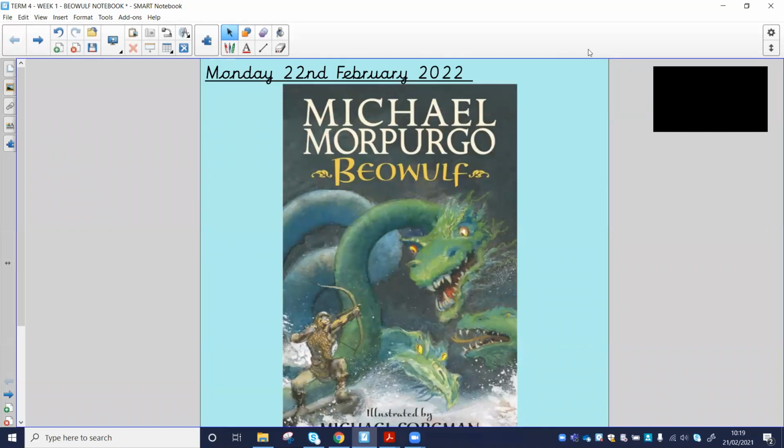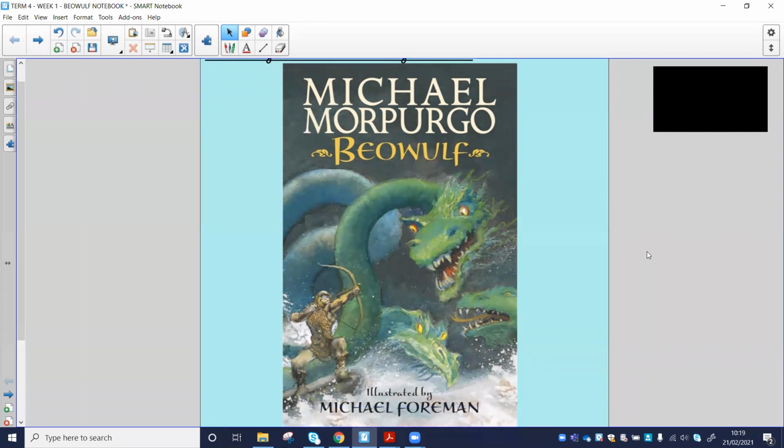Okay, hello everybody. So, new unit of English, and this is the book that we're going to be looking at for the next half of this term. For a good 3 weeks, we're going to be looking at this book. So this is Beowulf. There's different versions of this story, but we're going to be reading the Michael Morpurgo version. There are simpler versions, there are more complicated versions out there, but this is quite a nice child-friendly version for us.